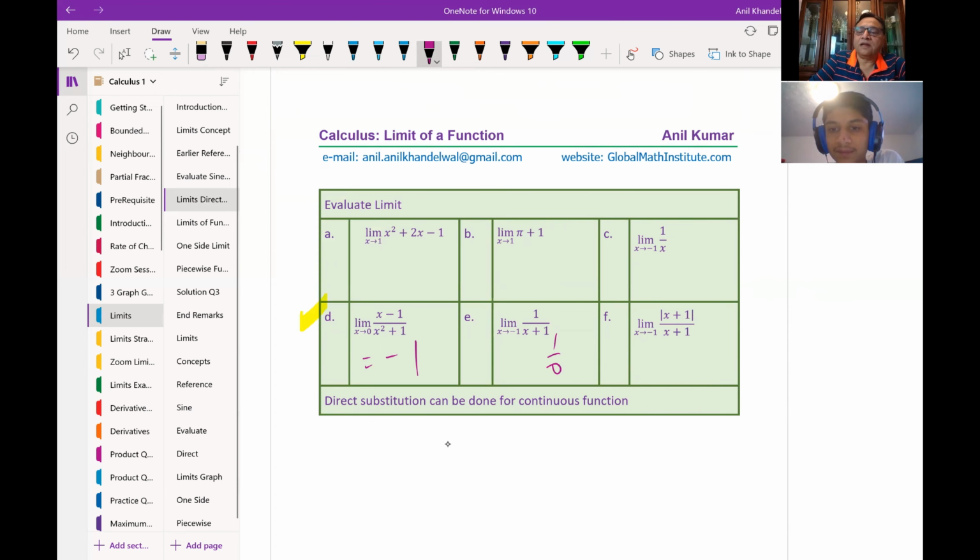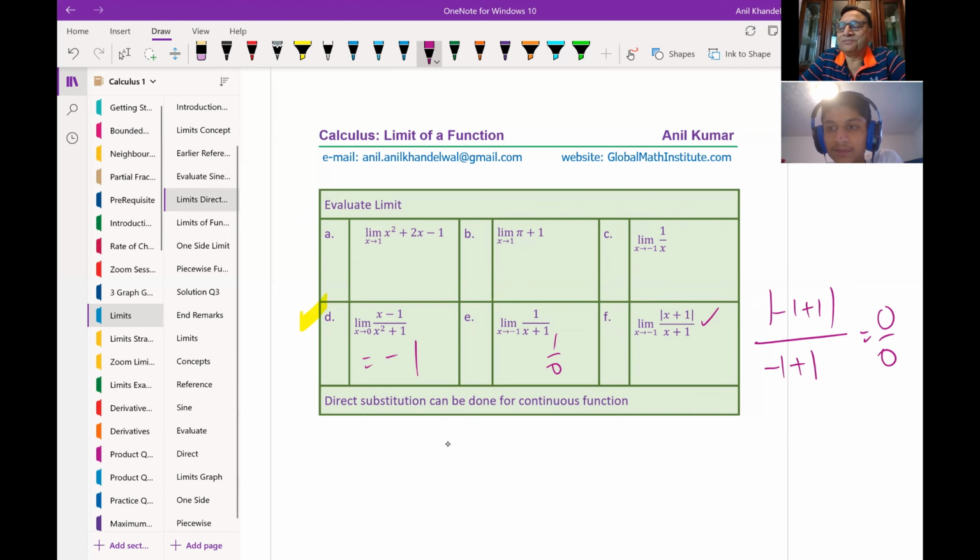Perfect. Now, f. What is the limit as x approaches -1 for absolute value of x plus 1 over x plus 1? 0, right, sir? Okay, let's substitute. If I substitute -1 here, I get absolute value of -1 plus 1 divided by -1 plus 1. So that gives me 0 over 0, an indeterminate form again. That means it could exist. So basically, we will have to figure out what really happens when x is approaching -1.